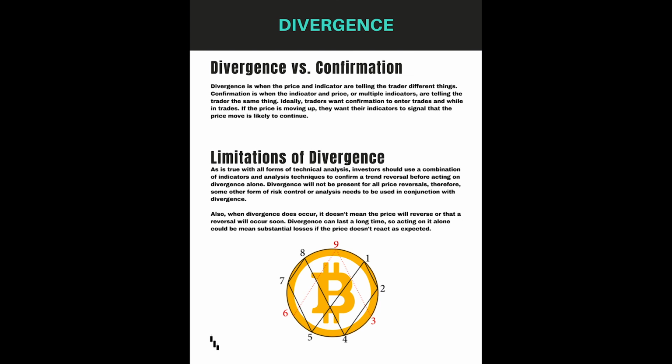Divergence will not be present in all price reversals. Therefore, some other form of risk control or analysis needs to be used in conjunction with divergence. Also, when divergence does occur, it doesn't mean that the price will reverse or that a reversal will occur soon. Divergence can last a long time, so acting on it alone could mean substantial losses if the price doesn't react as expected.